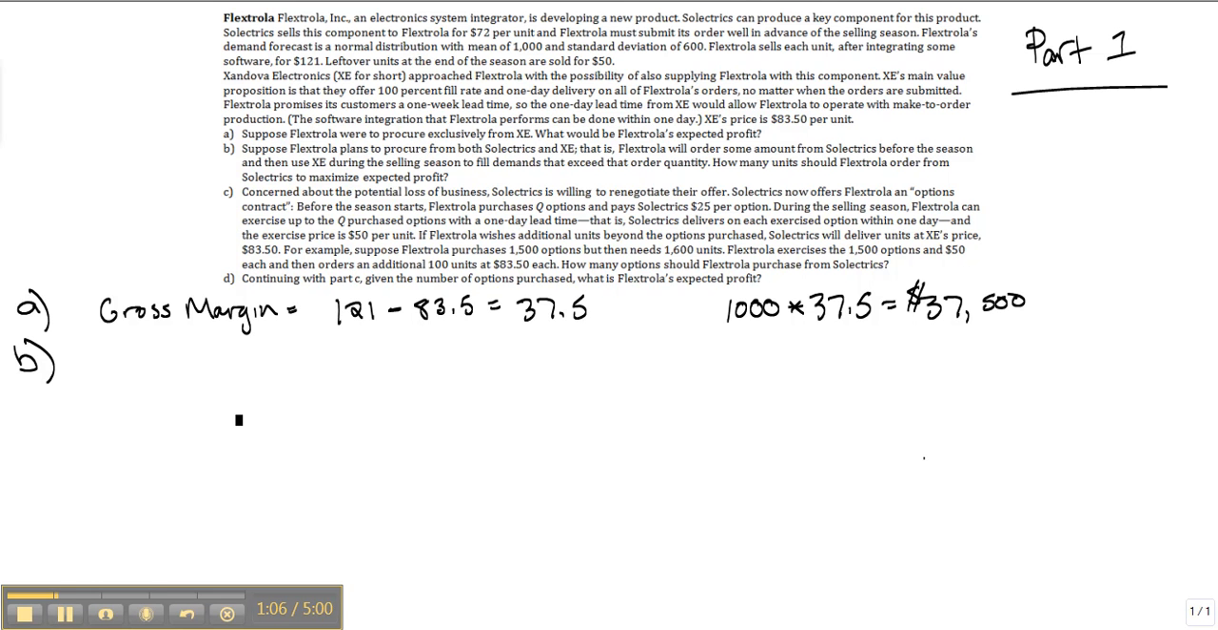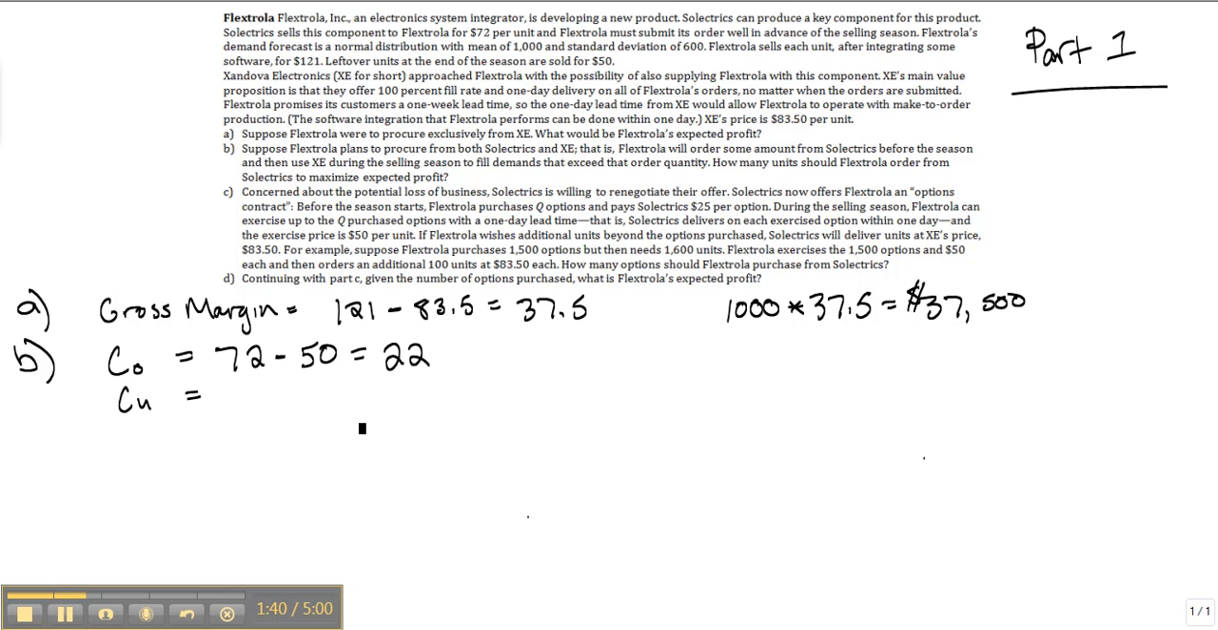For Part B, to determine the profit maximizing order quantity, we'll need to compute the critical ratio. In this instance, the overage cost, the cost of ordering too many units, is equal to the cost of the units minus the salvage value. If we purchase the units from Selectrics, the cost is $72, and we could then sell the extra ones at the end of the season for $50. Therefore, we have an overage cost equal to $22.